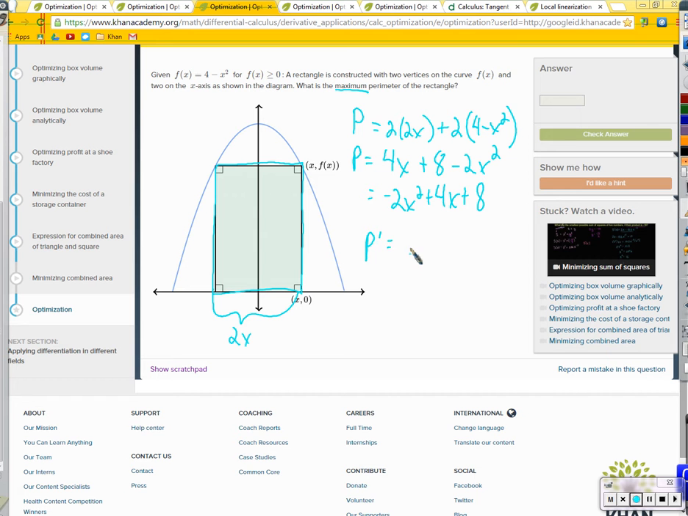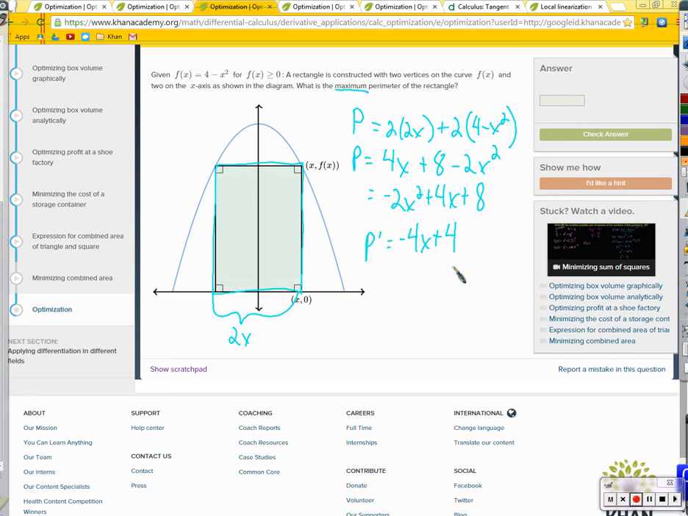P prime is negative 4x plus 4. And then do what with that? It's going to be equal to 0. It becomes almost rote at a point, almost muscle memory: take the derivative, set it equal to 0. It would be good if we kept in mind why we're setting it equal to 0. Why are we setting this equal to 0?